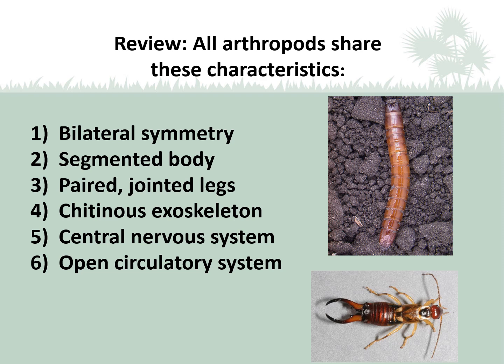So in review, all arthropods share these characteristics: bilateral symmetry, a segmented body, paired jointed legs, a chitinous exoskeleton, a central nervous system, and an open circulatory system.